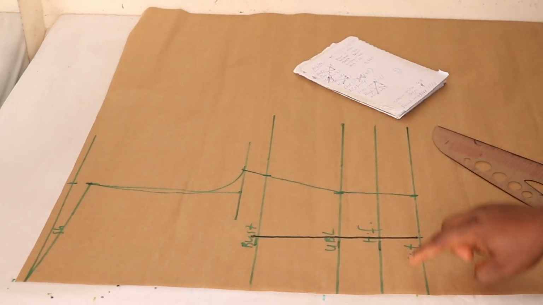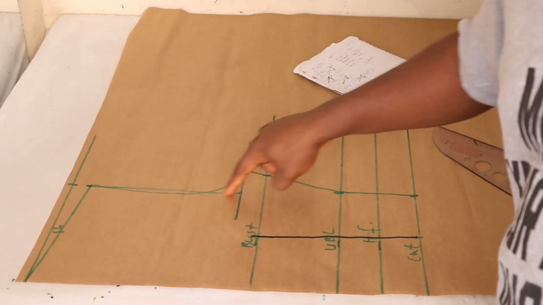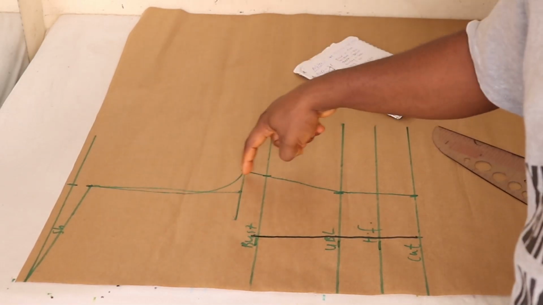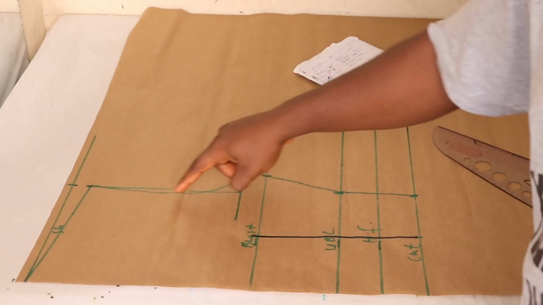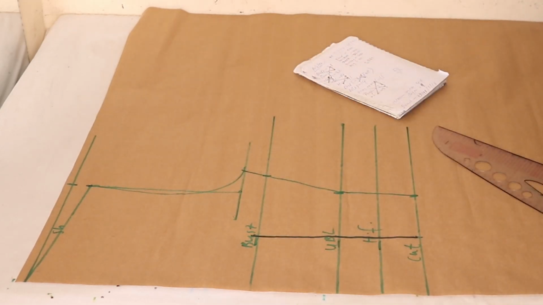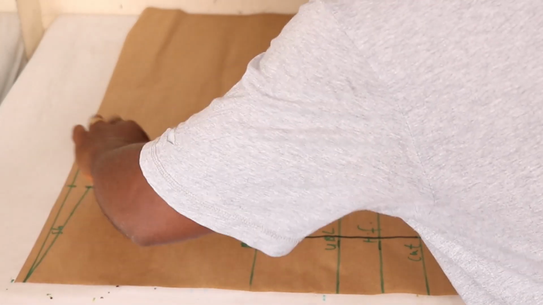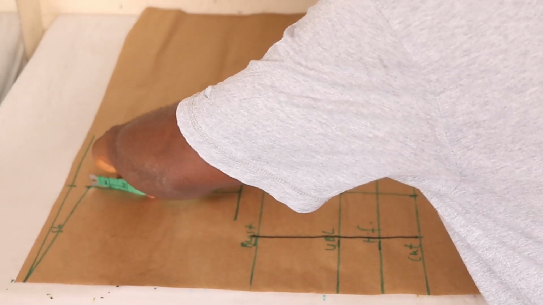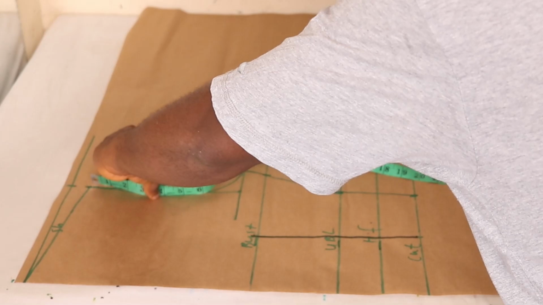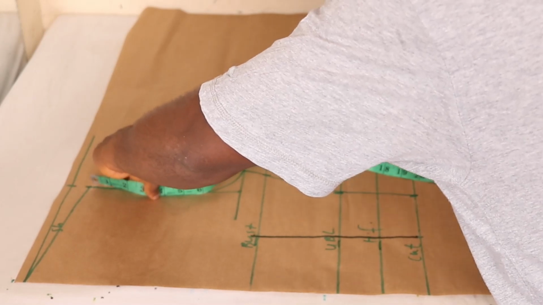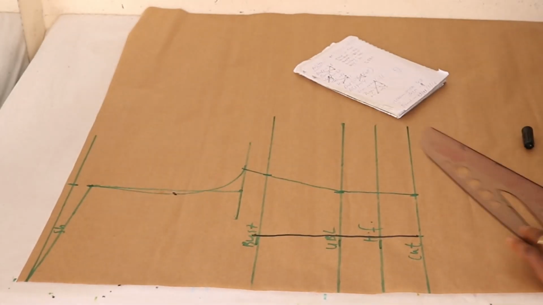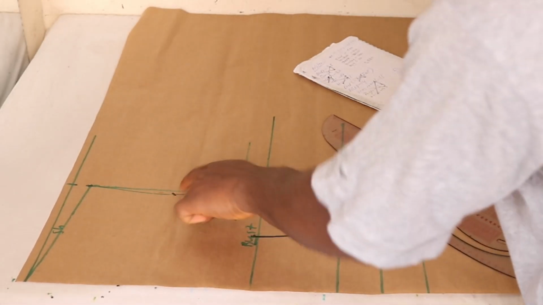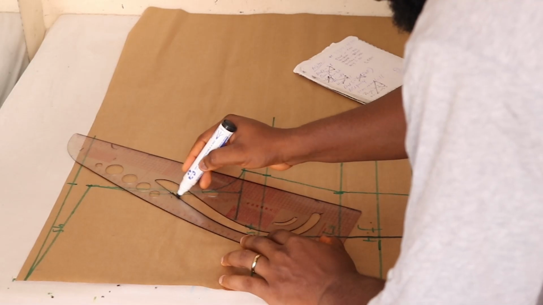Alright, so after I roll the line, the next thing I'm going to do is measure my armhole from here to here with my tape, and whatever I find, I'll divide it by 2 and make a mark. So measure around your arm. Here I have 9 inches. 9 inches divided by 2 is 4.5, so I'm going to make a mark at 4.5. Then I'm going to connect this point here to that point.